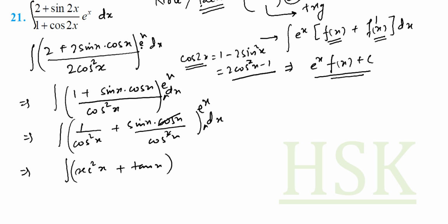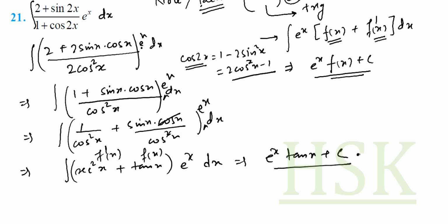Sometimes this happens, we begin with a problem and unnecessary terms are not written, so when we are reminded, we write it. Now this is function and d upon dx of tan x is sec square x, so this is f dash x. So this will be equal to e to the power of x into tan x plus c. So this is our required answer.